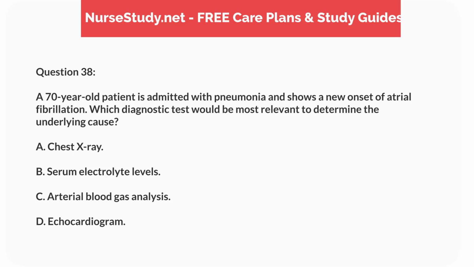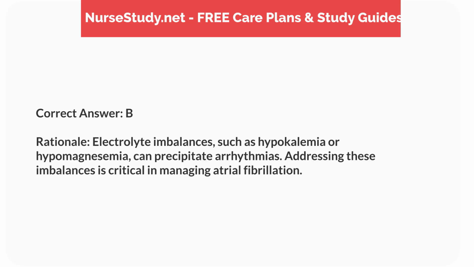Question 38. A 70-year-old patient is admitted with pneumonia and shows a new onset of atrial fibrillation. Which diagnostic test would be most relevant to determine the underlying cause? A. Chest X-ray. B. Serum electrolyte levels. C. Arterial blood gas analysis. D. Echocardiogram. Correct answer, B.